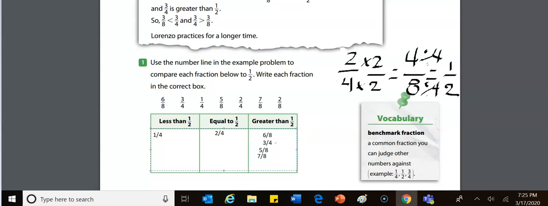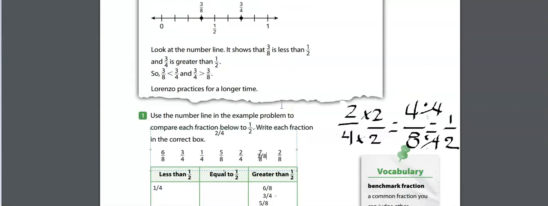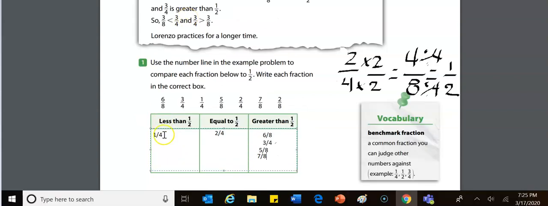7/8. And let's go ahead and look at 2/8. Let's go ahead and count that out on our number line. 1, 2. 2/8 is less than 1/2. So let's go ahead and write 2/8. Make sure you're writing this down in your packet, and let's move to the next page.